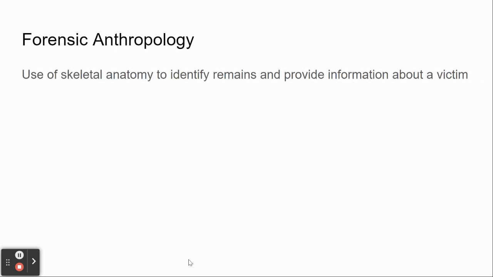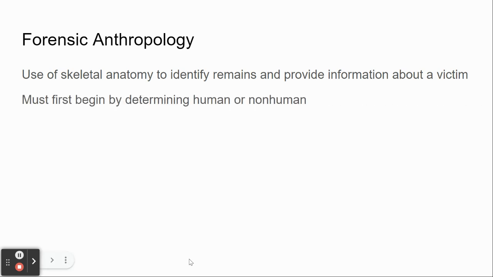All right, so forensic anthropology: just using skeletal remains to be able to provide information about the individual whose remains are being examined. Whether we're talking about it from the standpoint of a victim, from a forensic standpoint, that's going to be most common. But again, just anthropologically in general, we're going to be looking at characteristics that help to describe what that individual's life was like prior to them dying.